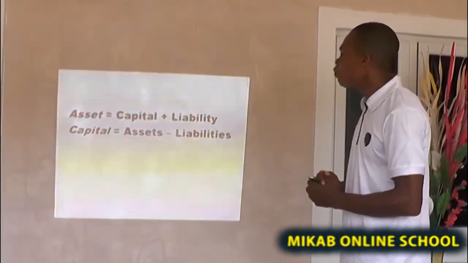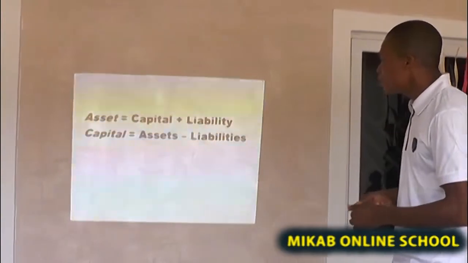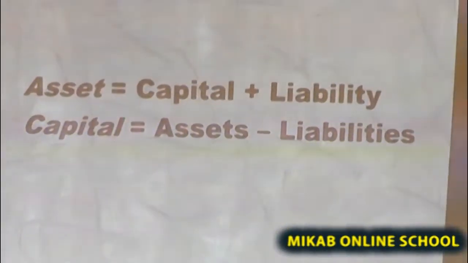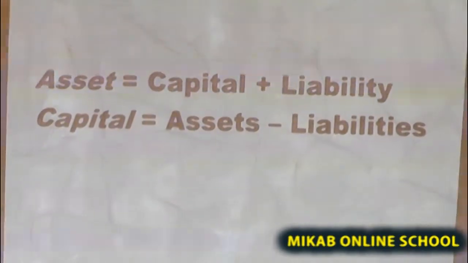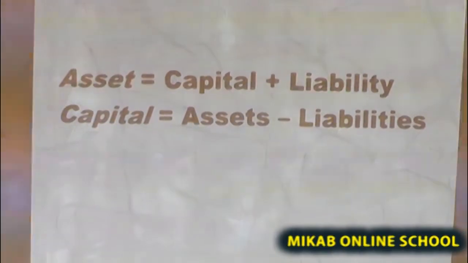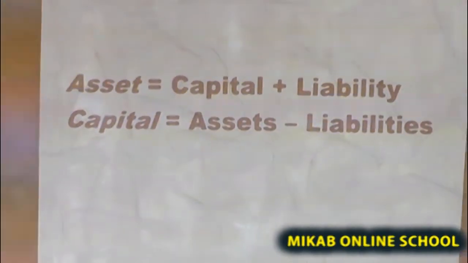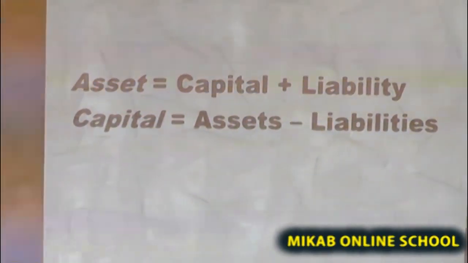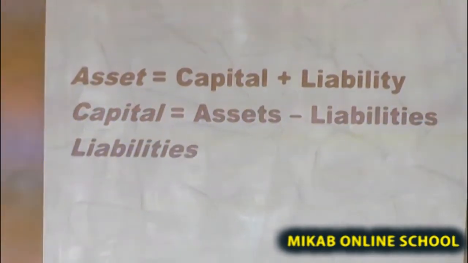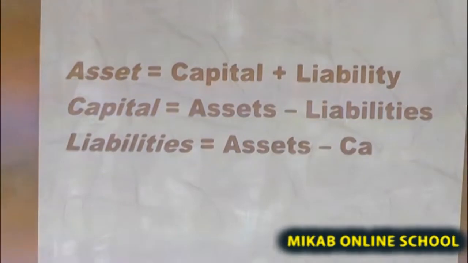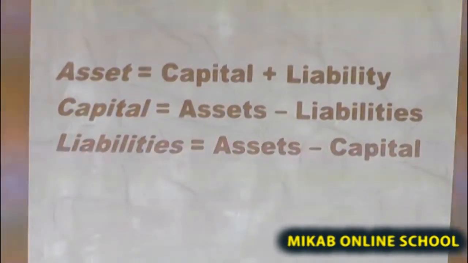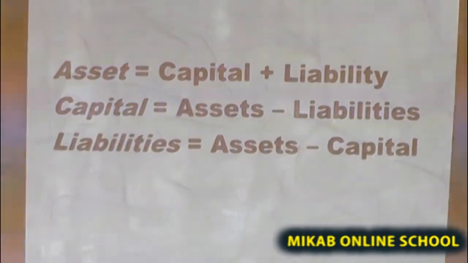Now, if we are to look for capital, from the board you can see that capital will be equal to assets minus liabilities, meaning that capital will be standing as the subject, while liabilities will be subtracted from assets. Then, if we are to look for liabilities, we will be saying assets minus capital to give us liabilities.